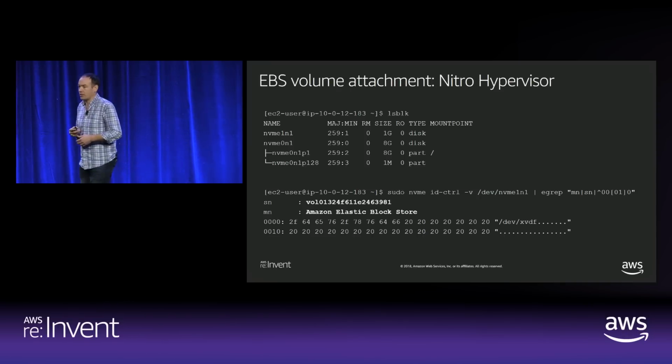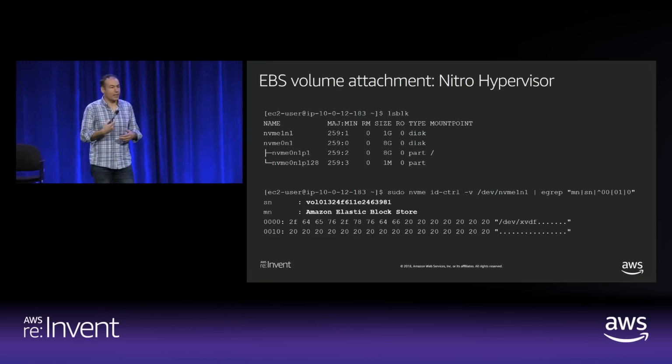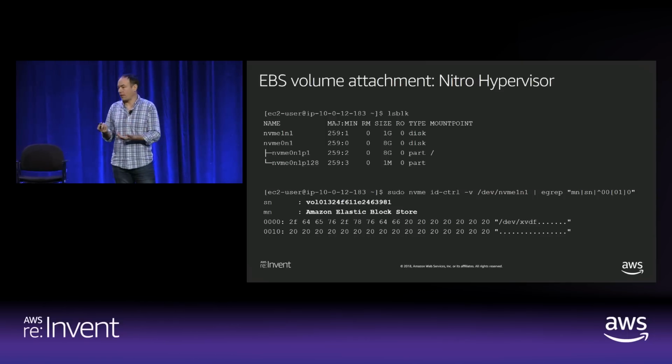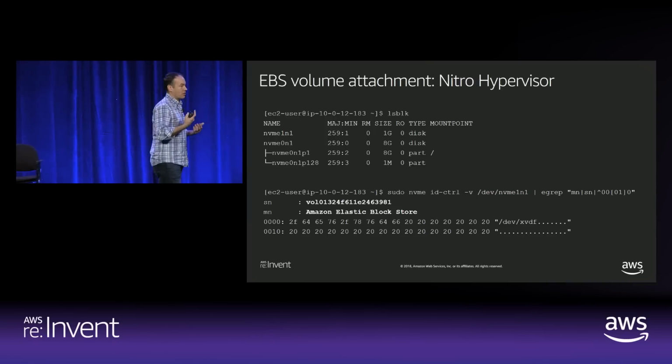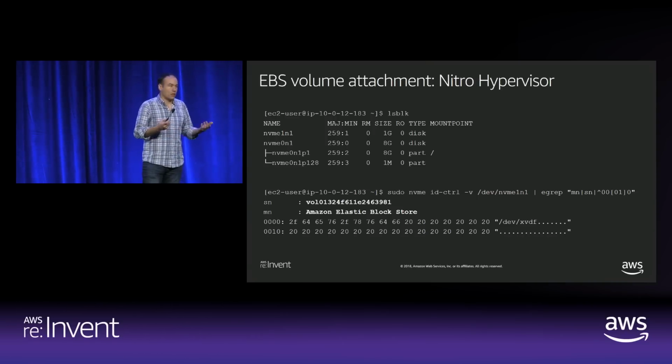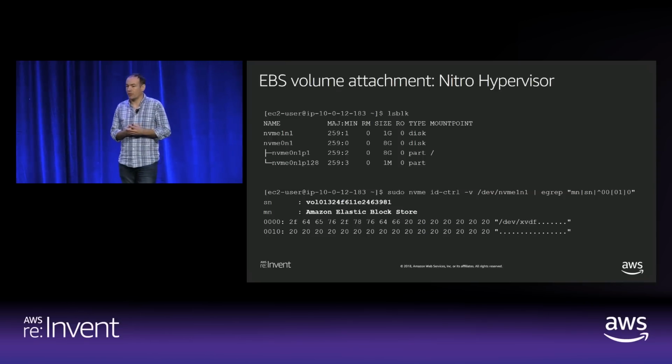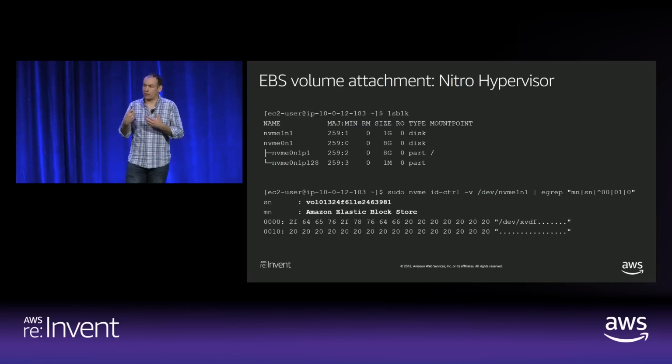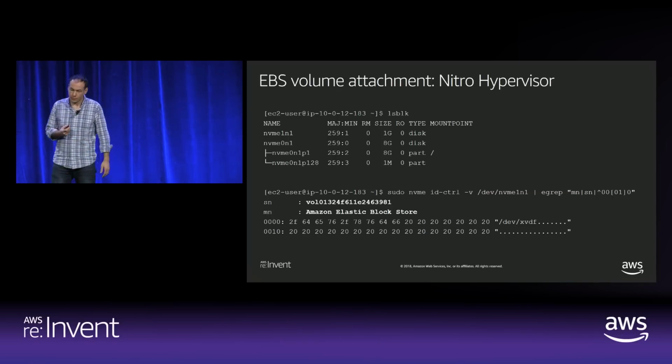One of the things NVMe did give us the opportunity to do was add some more detailed information that we really had a hard time doing with Xen. And so we populate, as part of the NVMe information, the serial number is your volume ID. We had to take out the dash because NVMe only gives us 20 characters. But you've got the volume ID there. The model name is EBS, or Amazon Elastic Block Store. This is to differentiate it from our instance store, our new instance storage volumes, which are also NVMe. And those will show up as Amazon EC2 instance storage.